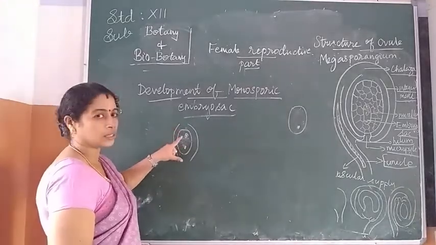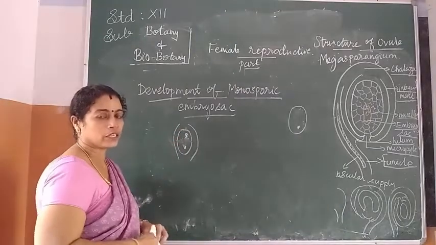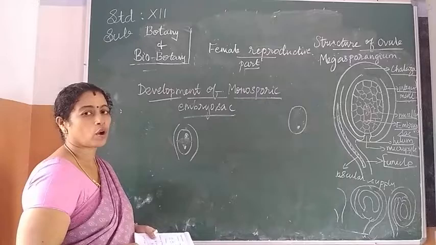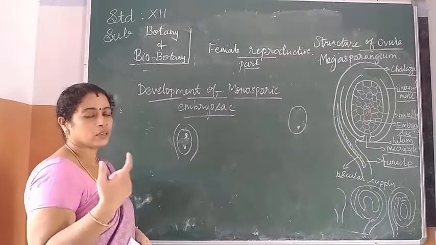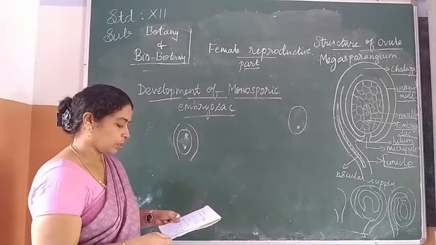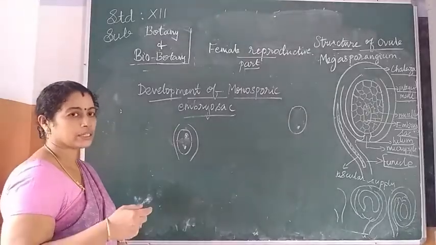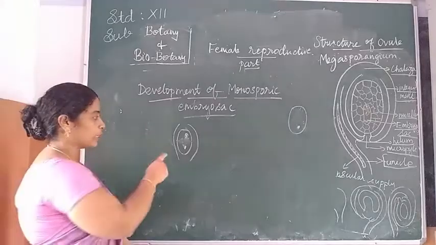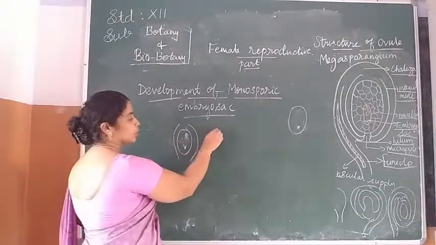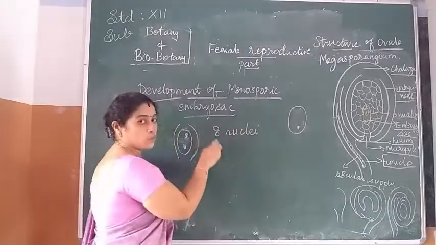Then after reaching the 2 ends, they will start dividing. They will divide twice mitotically to form 8 nuclei. So after the mitotic division, twice the division of the nucleus, it will form 8 nuclei. How many nuclei will be formed? 4 nuclei at each end, 8 in total.